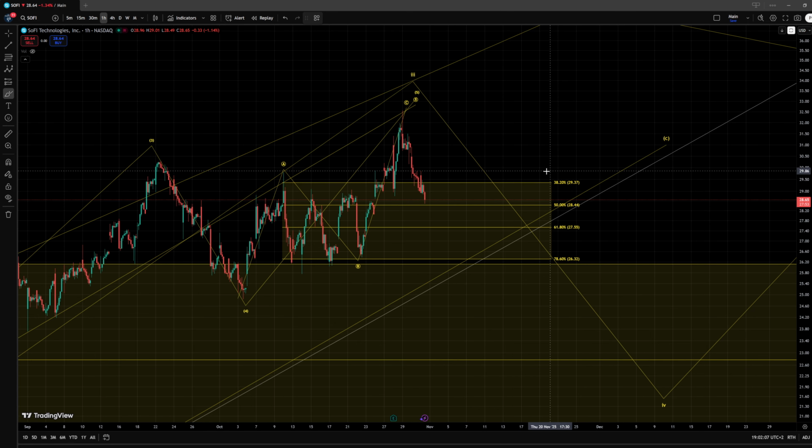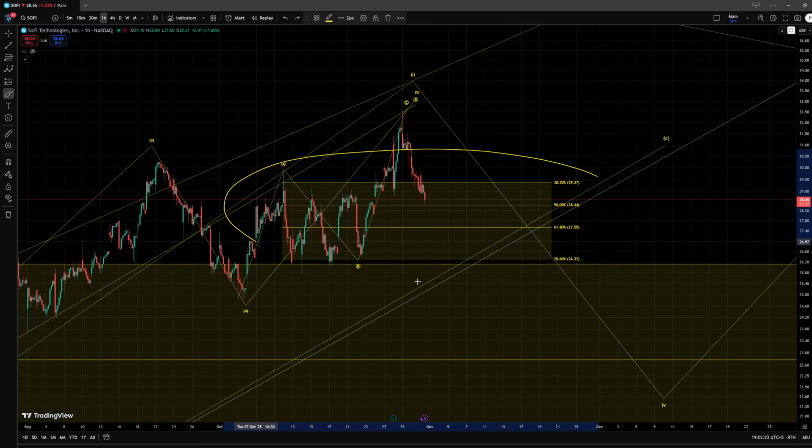Now, I'm not trying to predict what will happen. I'm trying to track a roadmap of what scenarios we can be tracking depending on which support zones we react to and which counts are more likely.